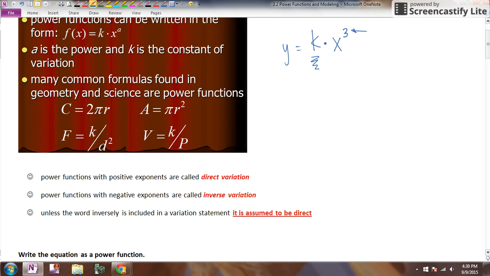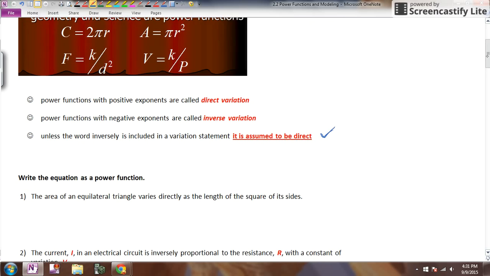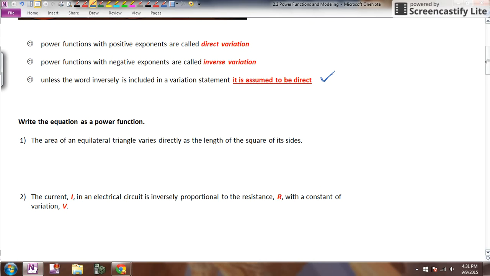Now, the other thing you want to know is that unless people tell you in a word problem that it's an inverse variation, you assume it's a direct variation. So let's do a quick little translation from English to math. What you see here is the area of an equilateral triangle varies directly as the length of the square of the sides. So that means my exponent should be positive. And so here I go.